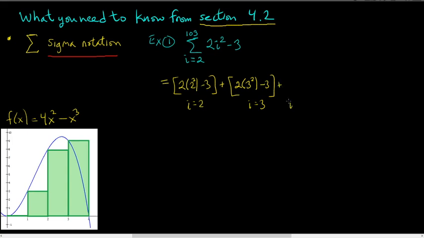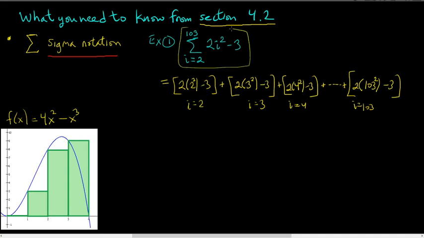And then when i is 4, well, it's 2 times 4 squared minus 3. So you get the idea. You just keep going. i is 5, 6, 7, 8, 9, 10, all the way up to when i is 103. So you get 2 times 103 squared minus 3. So that's literally what this symbol represents, and it's a much more concise way to write this whole thing.